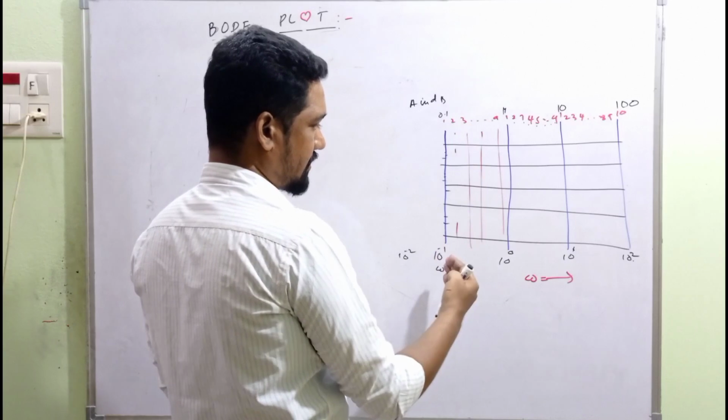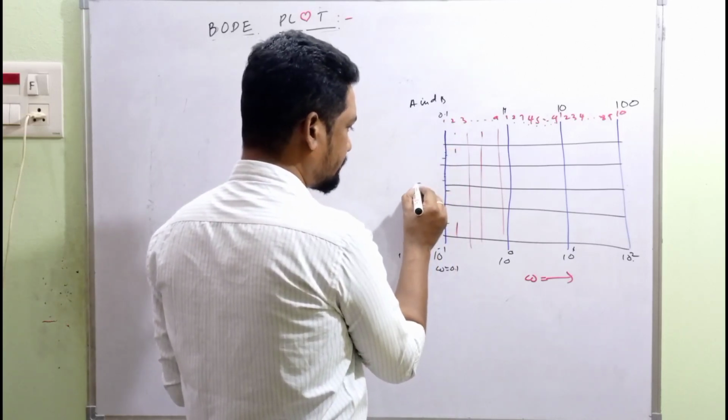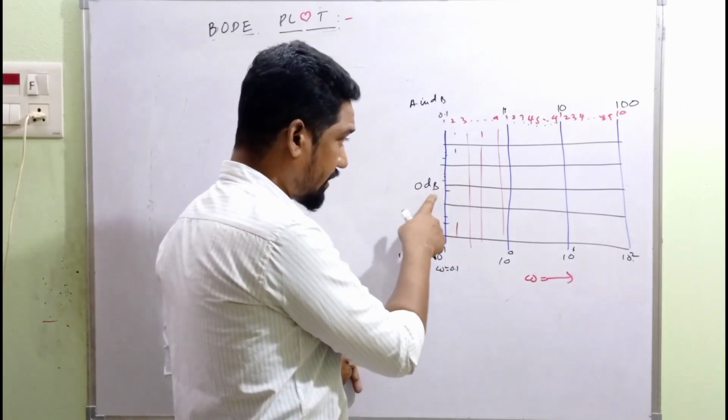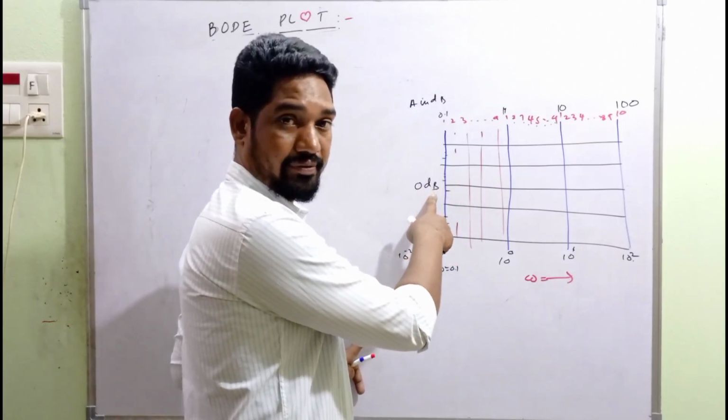So what do we have on this vertical axis? 0 dB. And once again, should 0 dB start at the middle? No, it's according to our convenience.